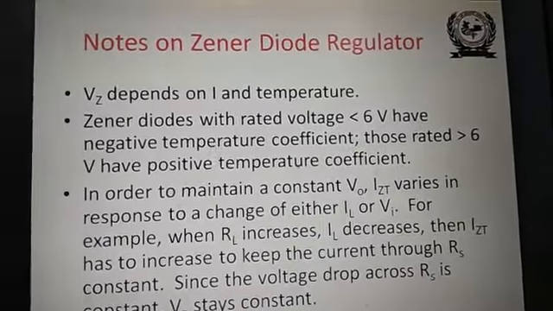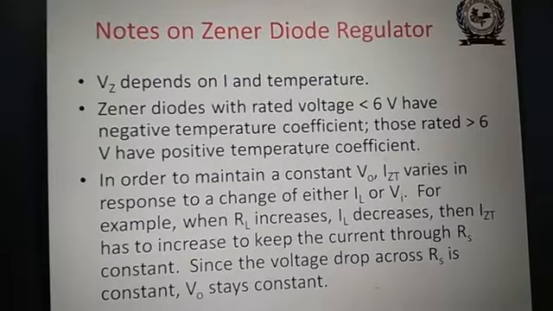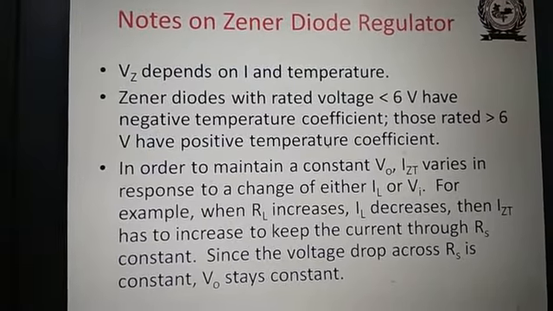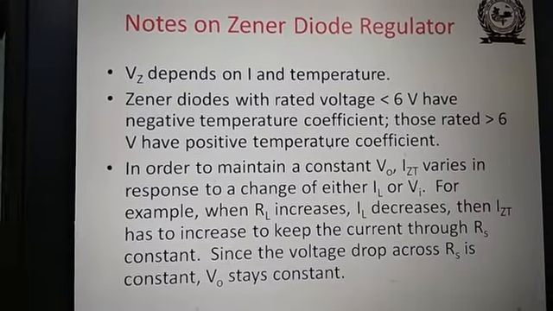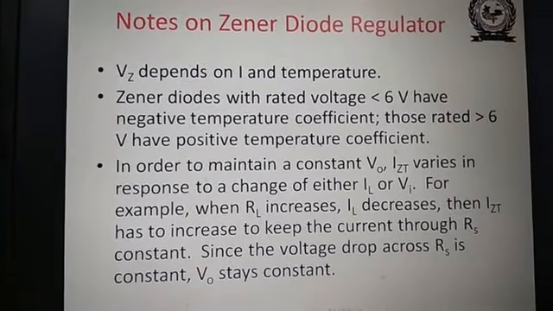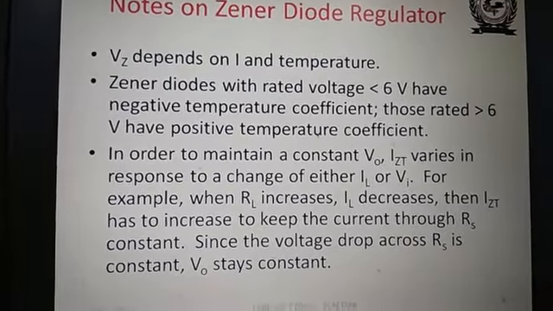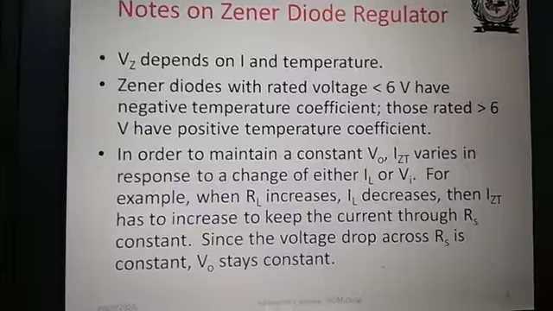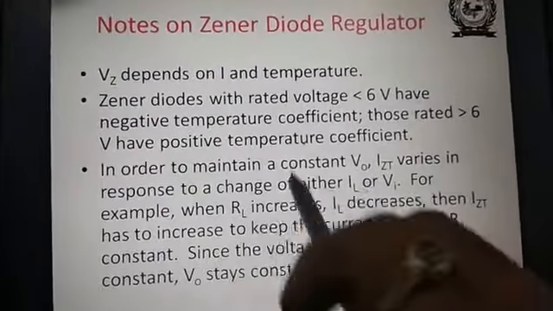The Zener diodes whose fixed voltage is less than 6 volt have negative temperature coefficient, meaning as temperature increases, resistance decreases. And those rated greater than 6 volt have positive temperature coefficient. As temperature increases, resistance also increases.